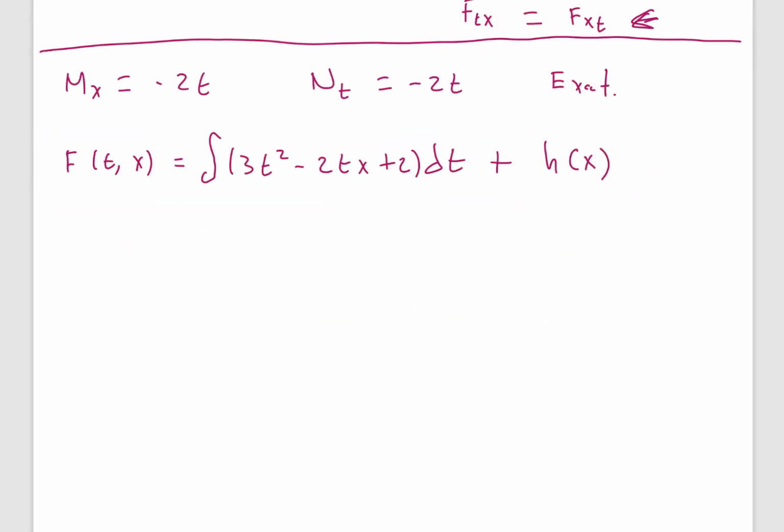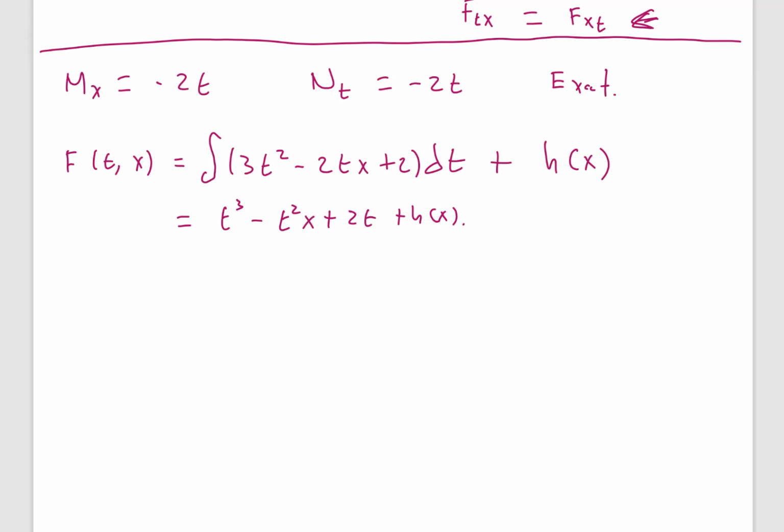Okay, so now we're going to take the antiderivative of this with respect to t. And so the antiderivative of 3t squared with respect to t is t cubed. The antiderivative of minus 2tx with respect to t is t squared x, and then plus 2t, and we're going to carry down the h(x). Okay, so now we've almost figured out what f is.